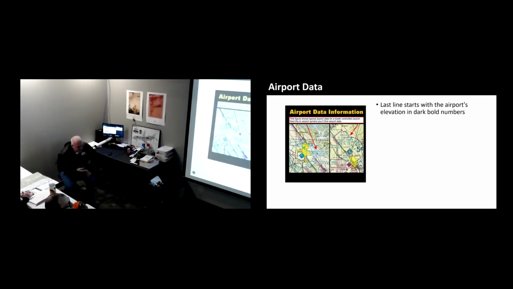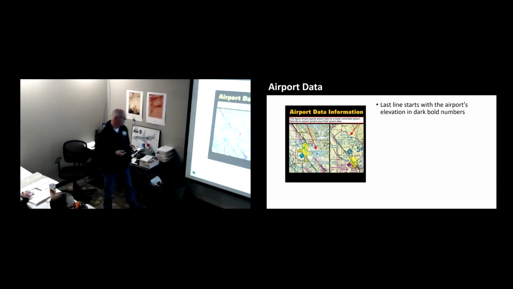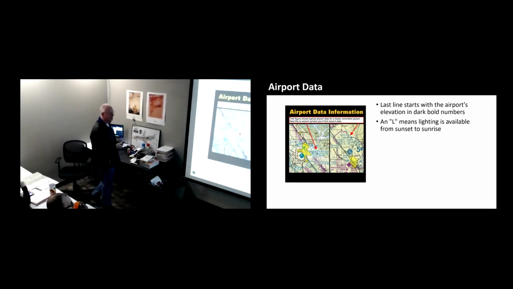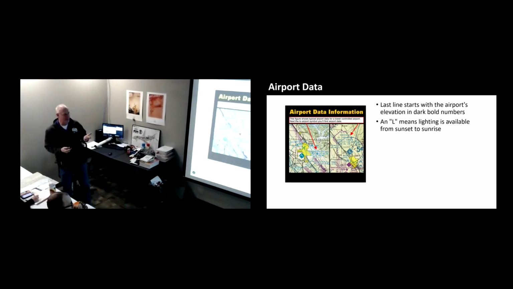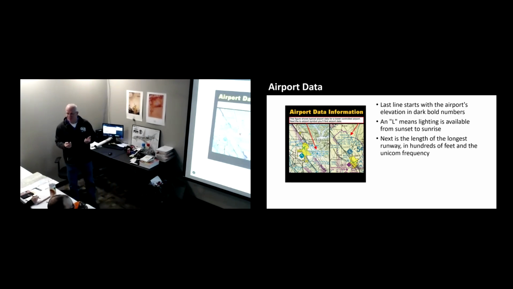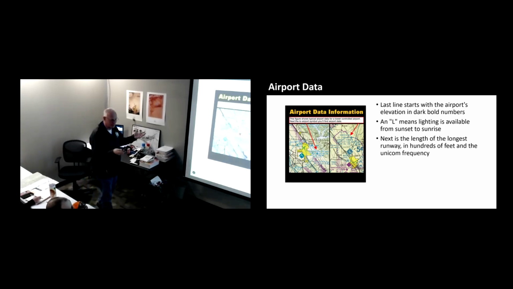All right, the last line starts with the airport's elevation. MSL elevation for the airport of 238 feet at Chico. The L means that there's lighting available from sunset to sunrise. And what else do we see by the L? They don't have it on here. If you see a star next to the L, what does that mean? I think we talked about that before. Is that pilot operated, or something special about the lights that you need to look at in the chart supplement?